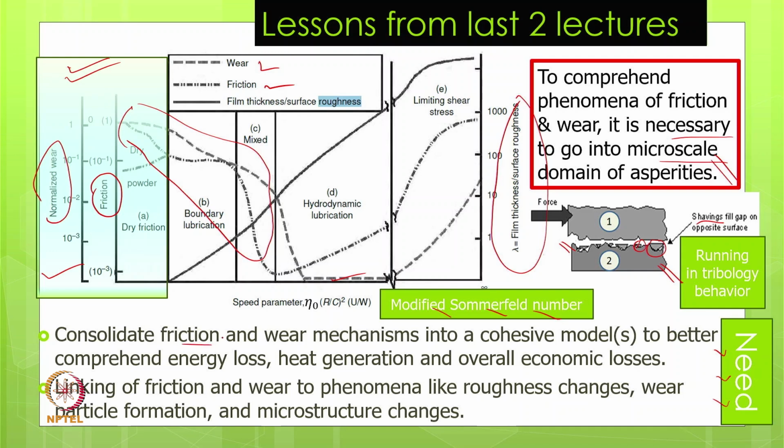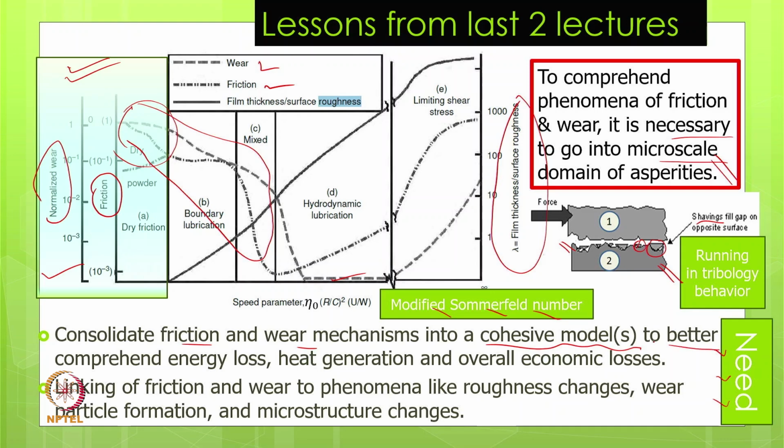We say consolidate friction and wear mechanism in a cohesive model, because we are still treating friction and wear in a separate manner. Can we think about it in a cohesive manner? And that's what has been shown here in the dry case, boundary lubrication, and mixed lubrication. They can be treated in a cohesive manner.